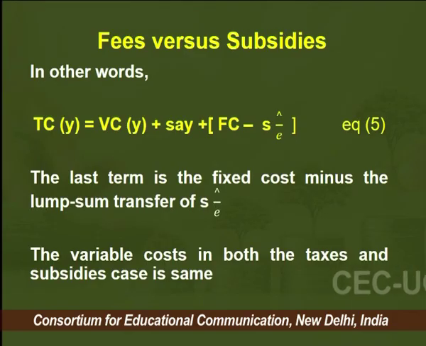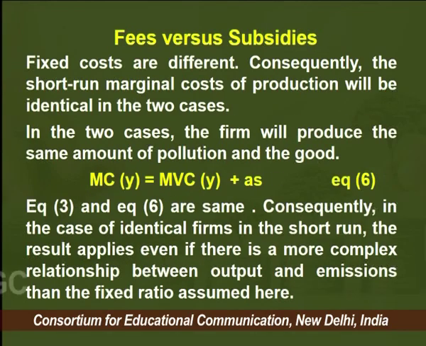And what happens to the variable cost? Variable cost, as a matter of fact, in both the cases, in taxes as well as in subsidies, remains the same. So the variable cost is unaffected. The fixed costs are different, and they are constant. Consequently, we see that in the short run scenario, the marginal cost of production will be identical for the two firms. Once we take the marginal costs, you can again differentiate the marginal cost in case of the subsidy scenario and see that MC(y) is equal to MVC(y) plus As. Earlier we had MC(y) equal to MVC(y) plus At. So you would see that there is an identical impact on the marginal cost production curves.